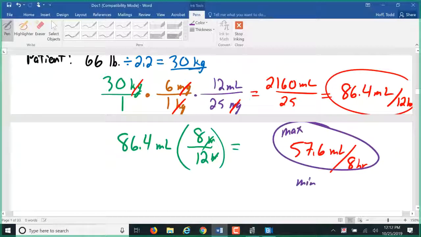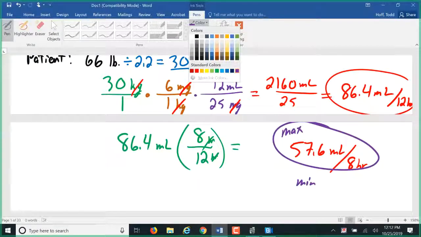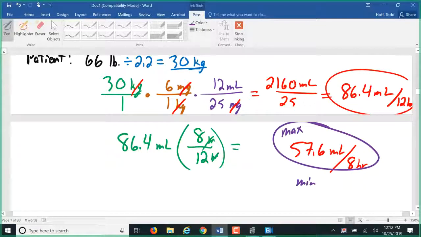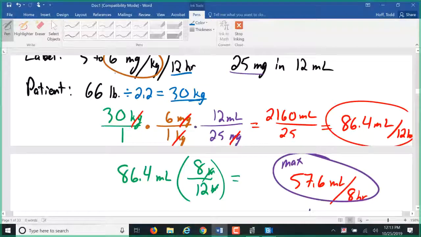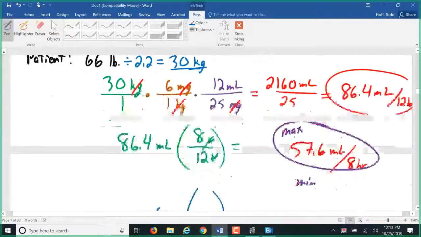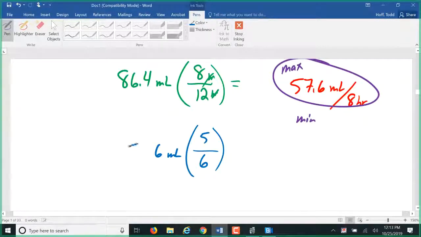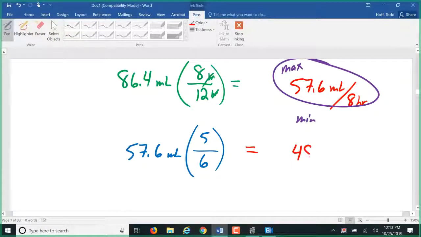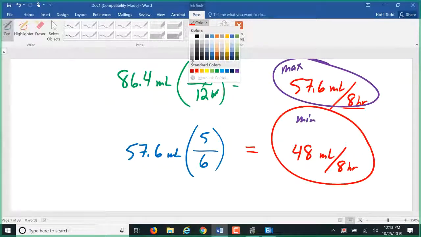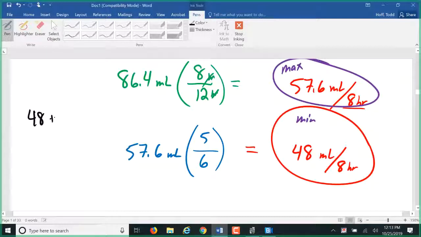Find the minimum dose for 8 hours. We take that number and we do the titration with it. 57.6 milliliters, again, I'm leaving the time frame off. The 57.6 was based off of 6 milligrams per kilogram. We want to convert it to 5 milligrams per kilogram. Based off 6, we're converting it to 5. So we're going to take that 57.6 milliliters times 5 divided by 6, giving us 48 milliliters. The time frame is still 8 hours. That is our minimum dose. So the dosage that we would be recommended for the patient is 48 to 57.6 milliliters every 8 hours.